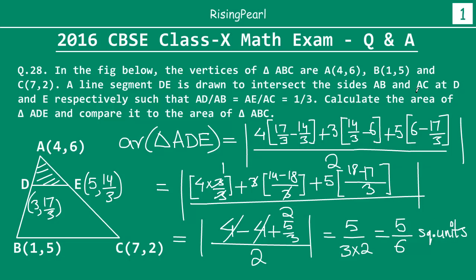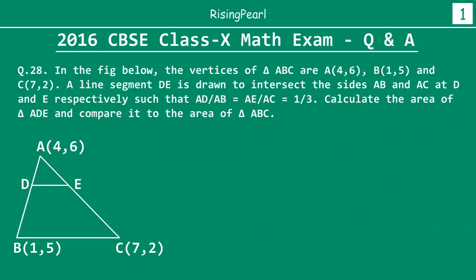So this is the first part of a question. Find the area of the triangle ADE. So this is 5 by 6 square units. Now let's go back and find out the area for our triangle ABC.